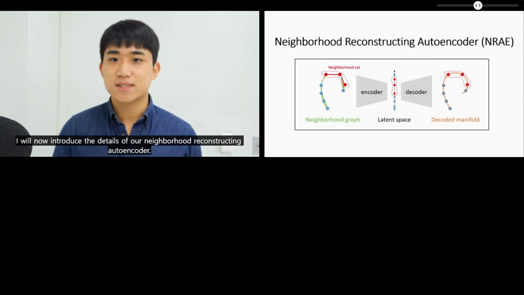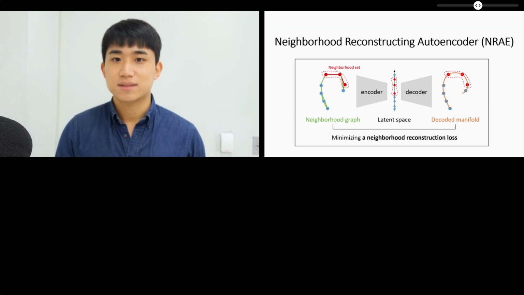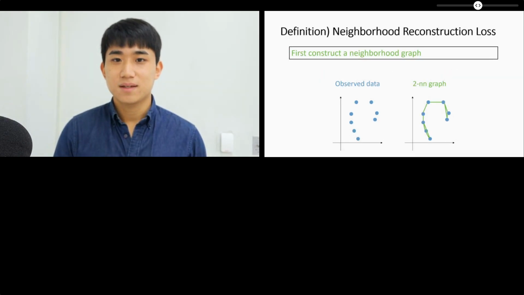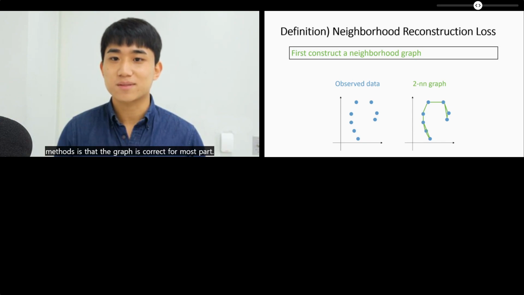We'll now introduce the details of our neighborhood reconstructing autoencoder. The NRAE is trained by minimizing a neighborhood reconstruction loss, which we now explain in the following slides. The first step is to construct a neighborhood graph from the set of observed data. It's worth repeating here that the underlying premise in all graph-based autoencoder methods is that the graph is correct for the most part.